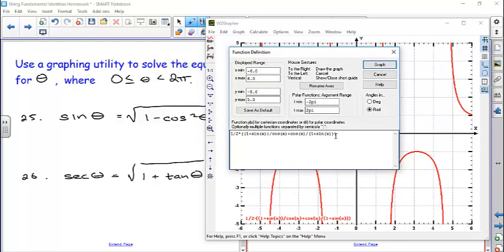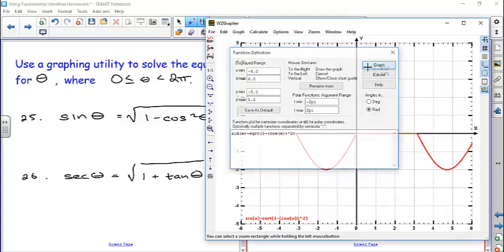The function I'm plotting is the sine of x minus the square root of 1 minus the cosine of x, squared. So cosine squared of x is the cosine of x squared. Let me make sure I got all the parentheses matched up here. I think I might have an extra parenthesis. Actually, I do need a parenthesis here, so where am I missing? No, I'm okay. So there you go.